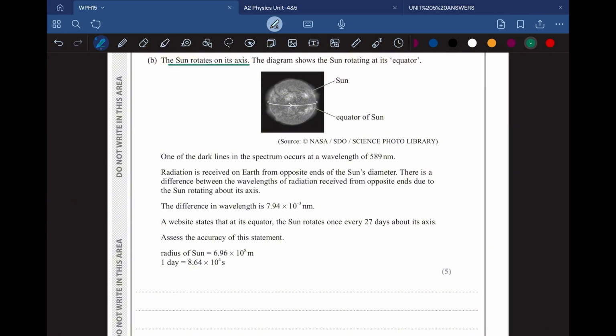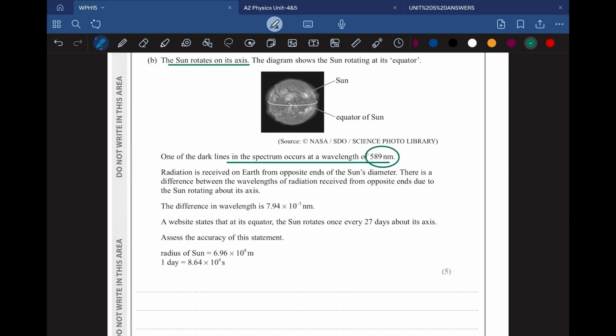You will have to understand this word. Now the sun is rotating on its axis. One of the dark lines in the spectrum occurs at a wavelength of 589 nm. So basically it is the dark lines in the spectrum. Okay, all right, this is the spectrum that they're talking about.